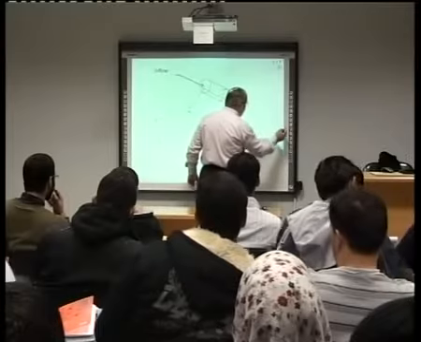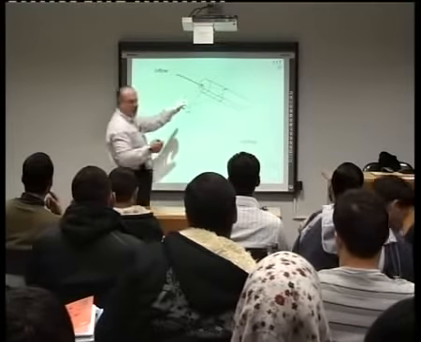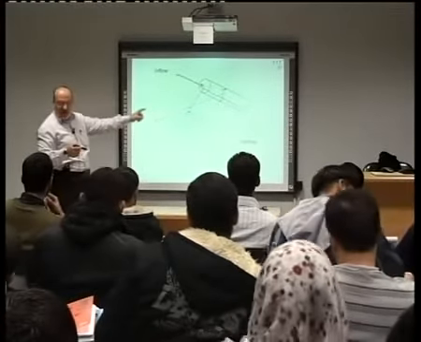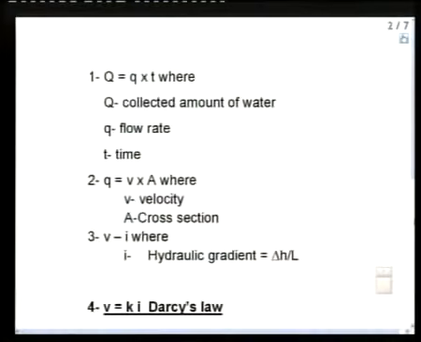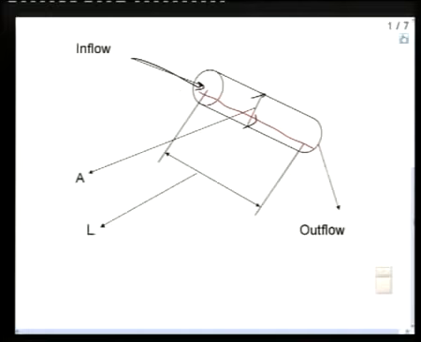Now, we will use this to do some calculations. Remember this drawing, and we will go for some calculations. Now, can I say that Q, which is the collected amount of water, okay, I put the picture here, you will see, I put here a container, and collected water here, okay? After 10 minutes, I collected Q, right? What is Q? The collected amount of water in certain time, okay? It's a volume.